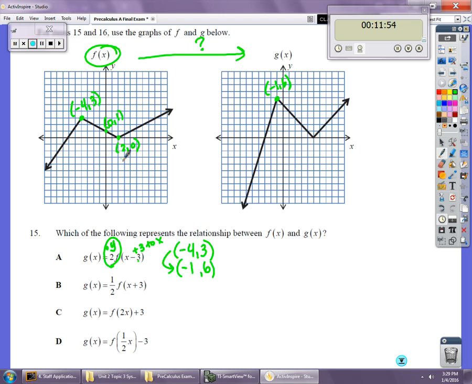Let's try it on the 2, 0. Let's see if it works, because maybe we just got lucky. All right, the y should be times 2, so that's going to stay a 0. And then it says x minus 3. That means we're going to add 3, so this new one should be 5, 0. 1, 2, 3, 4. I think we found it. We got pretty lucky on this one. The answer is A.